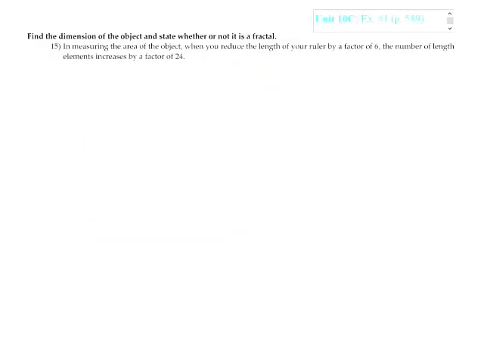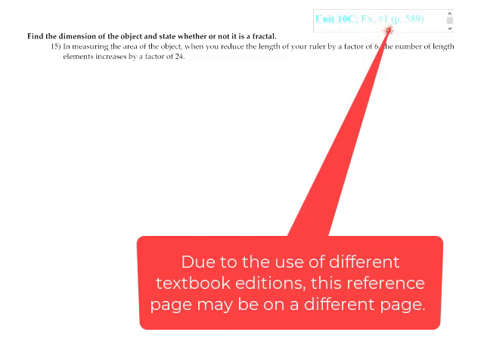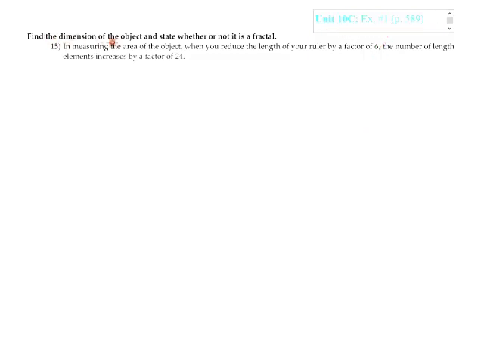Now, number 15, we're switching gears. We're moving along to Unit 10C. This problem is similar to example number 1 on page 589. So we're told to find the dimension of the object and state whether or not it is a fractal. In measuring the area of the object, when you reduce the length of your ruler by a factor of 6, the number of length elements increases by a factor of 24.